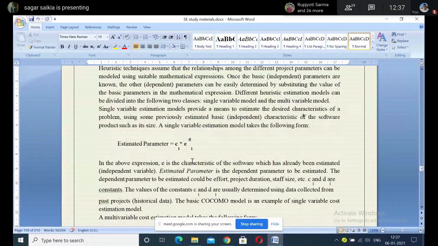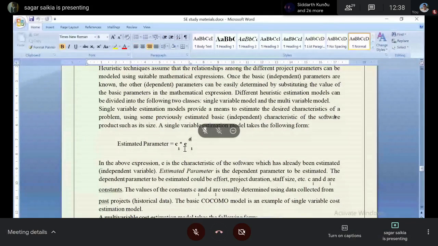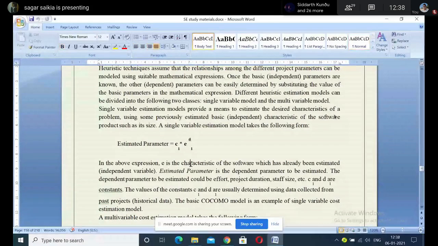This is given by this mathematical equation: C1 into E to the power D. Now what are these? E is nothing but the features, the total number of features of the software. The estimated parameter is a parameter which needs to be estimated, and from it we will know the various parameters needed in order to find out the cost estimation of the system.